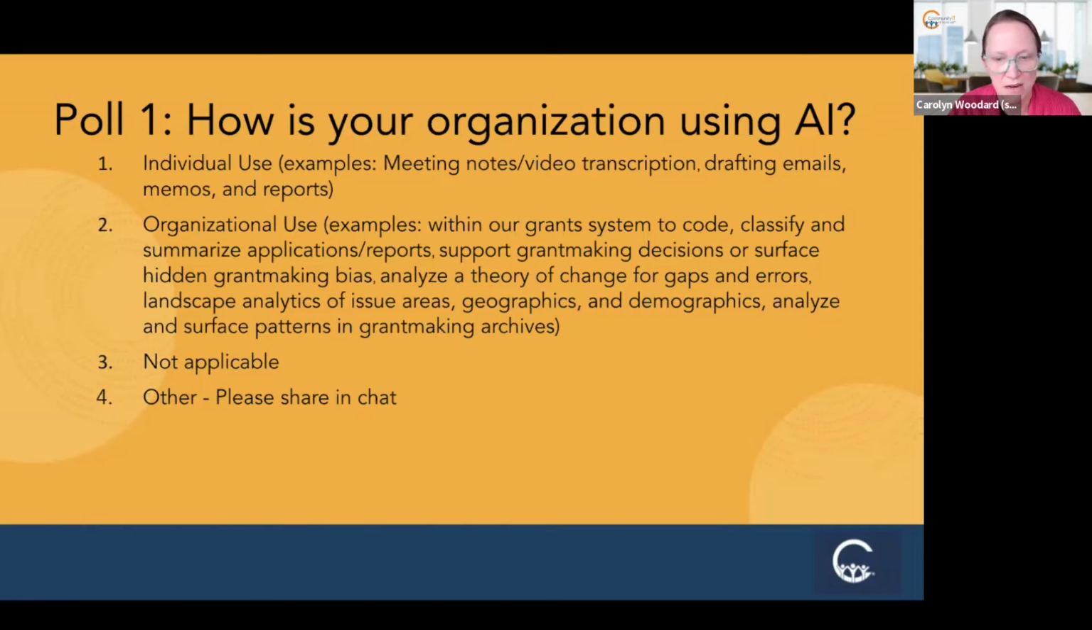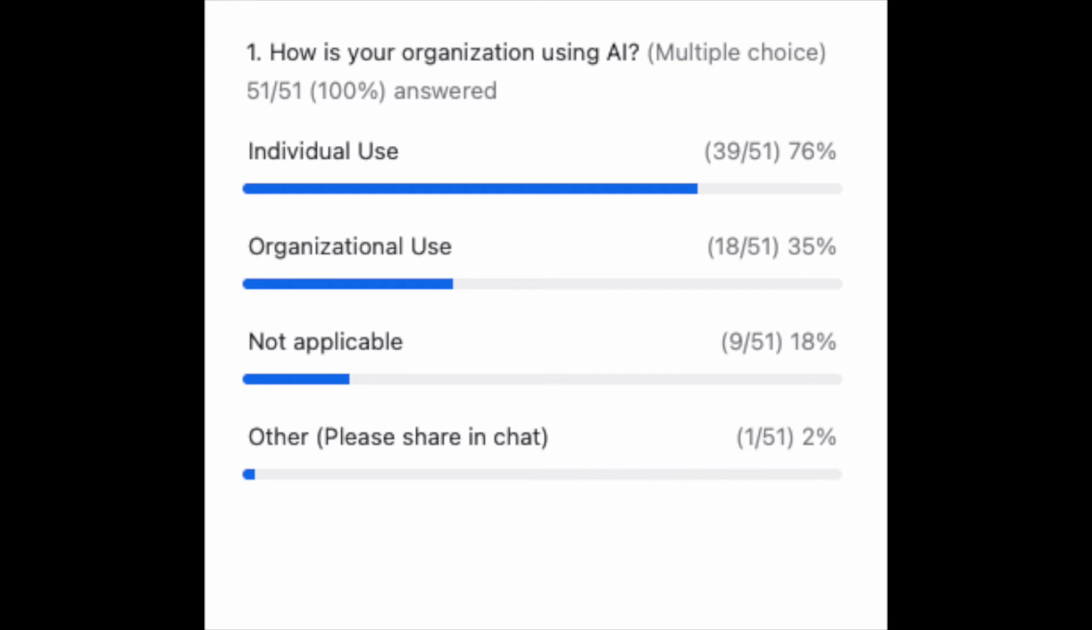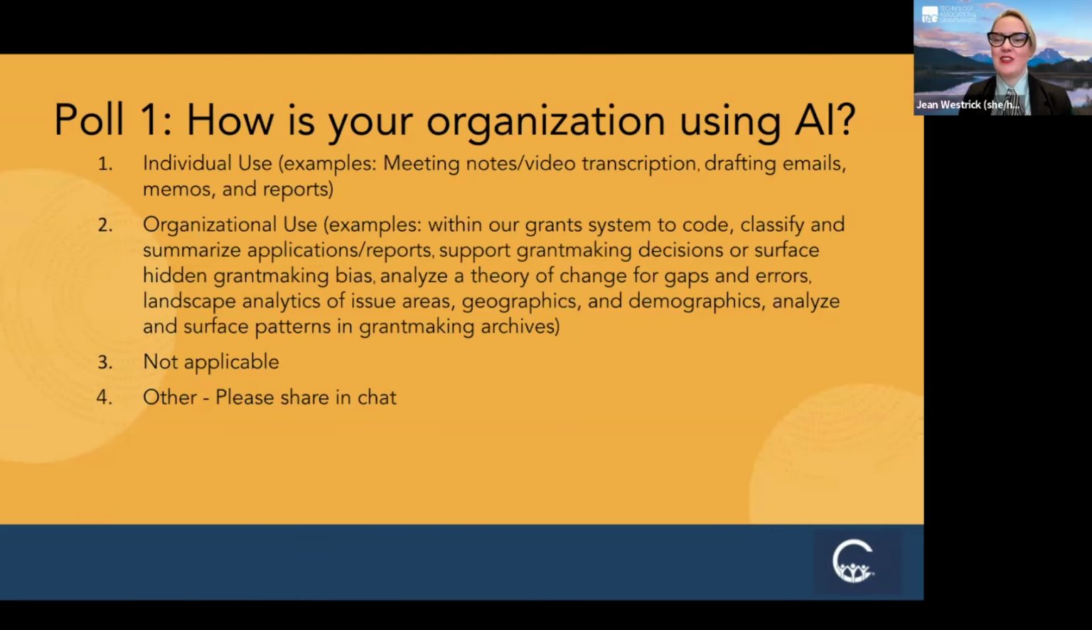Jean, if you would mind reading the responses for people who may not be able to see. Sure, thank you. Yes. So what ways do you use AI? And this is mimicking what we were already hearing, because we've talked to hundreds of organizations, that most use is in the individual space. So of 76 respondents, 76% responded that individual use is the way in which they're using AI, with 35% organizational, 18% not applicable, and 2% other, which is interesting.